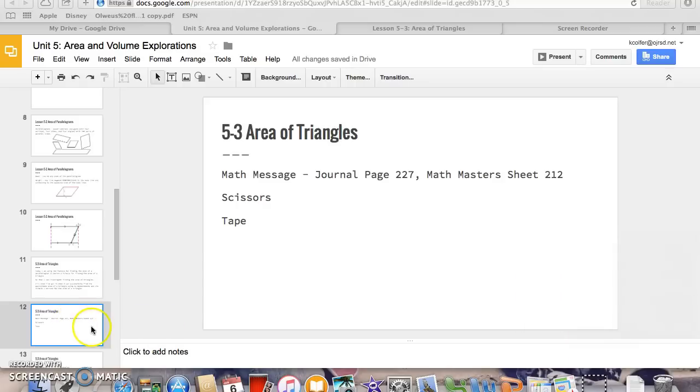So I'm going to give you some time before we get going with the math message to cut out those 12 triangles. And when you come back, we're going to sort them in a certain way. So good time to hit pause, cut them out, and come on back.